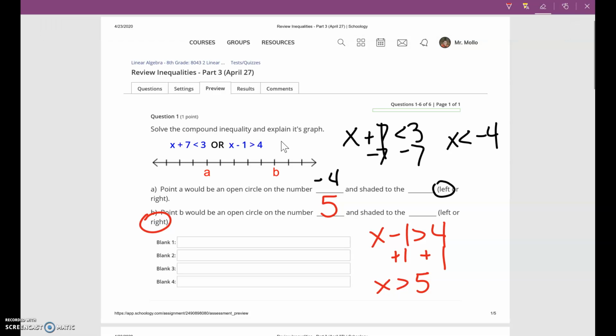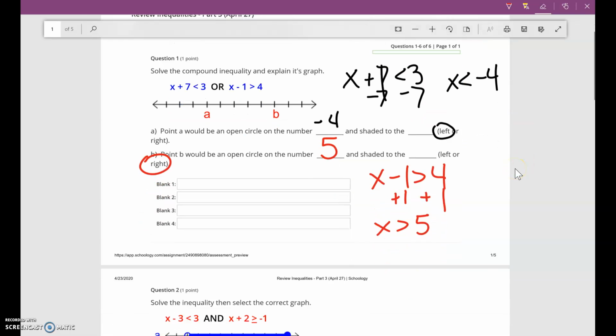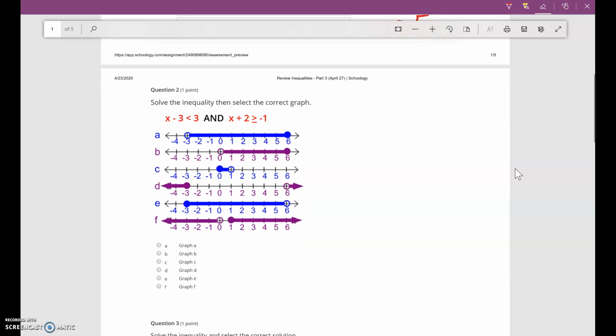All right, and then when we go down to the second one, this one we have x minus 3 is less than 3, and x plus 2 is greater than or equal to negative 1. So let's solve this first one. Let's see how many answer choices we can eliminate. Actually, we can eliminate some answer choices right now, since it says the word and right here. Remember, and problems means they're going towards each other. So I know it's not going to be D, because D is going away from each other. I know it's not going to be F, because F's going away from each other. So we just eliminated 2 options there. So now we're left with A, B, C, or E. Those are the ones going towards each other.